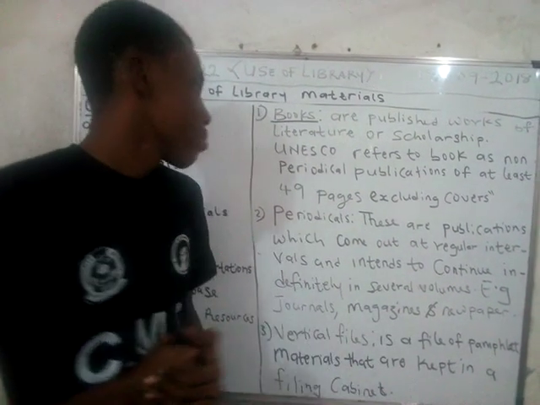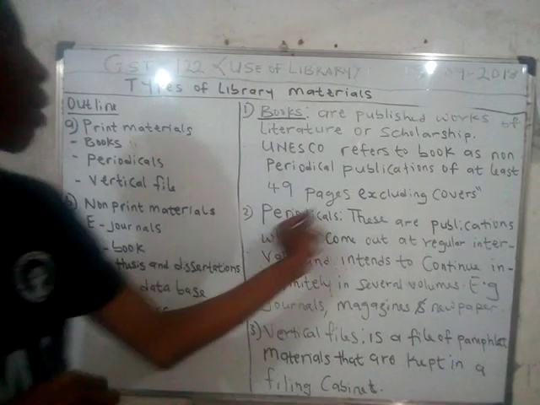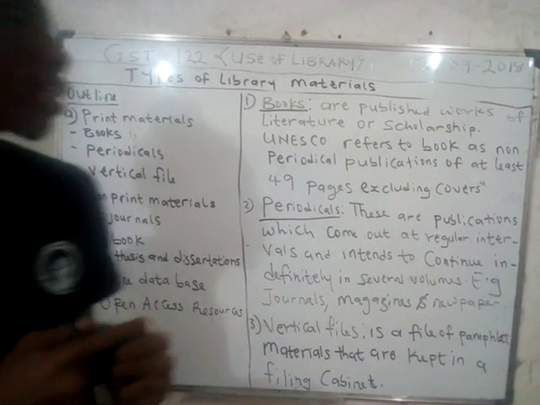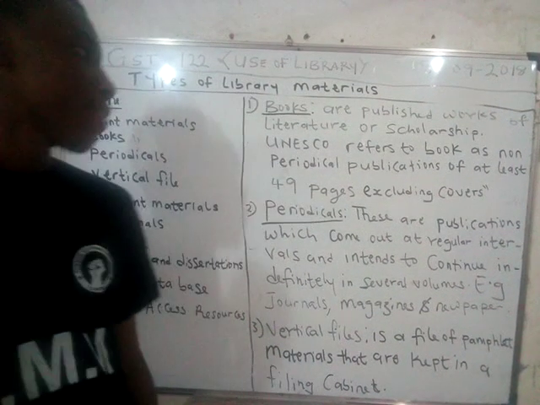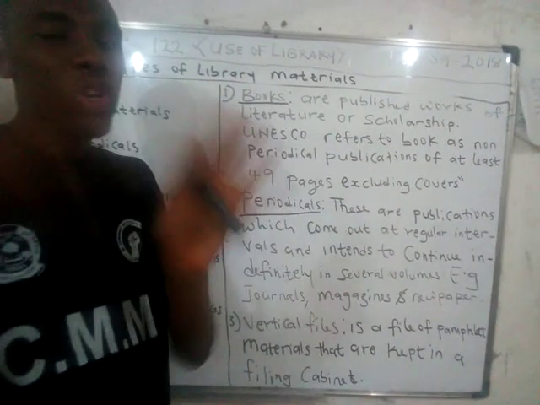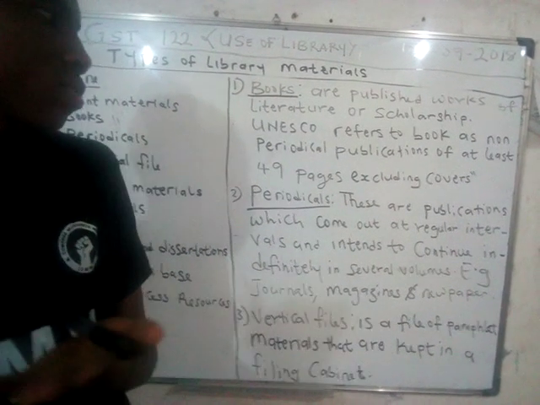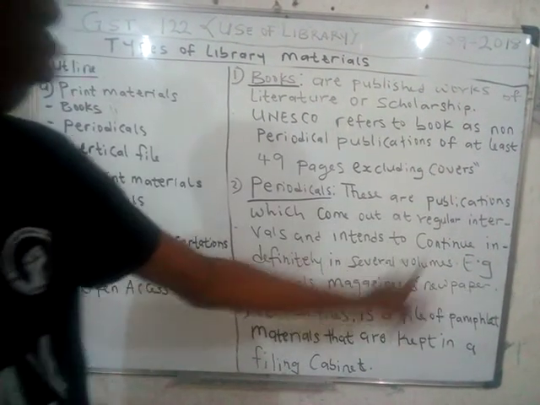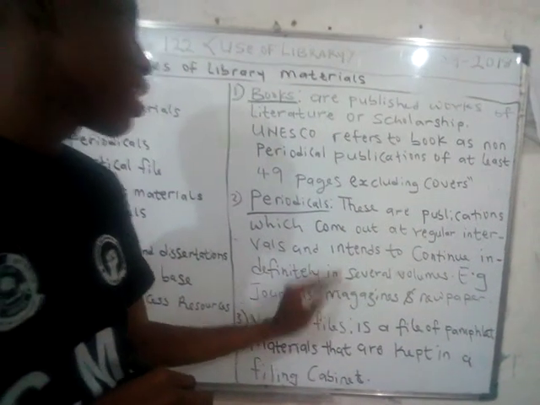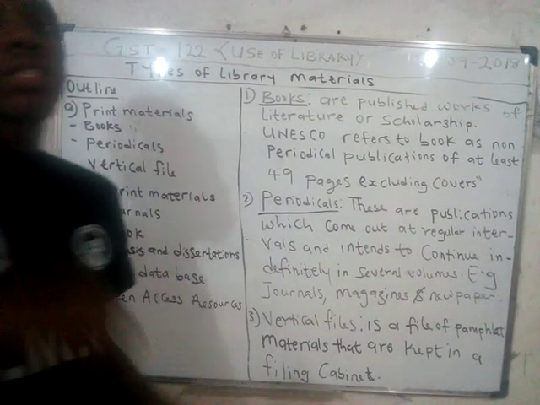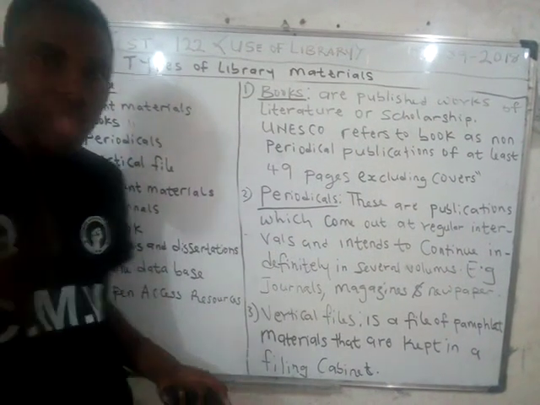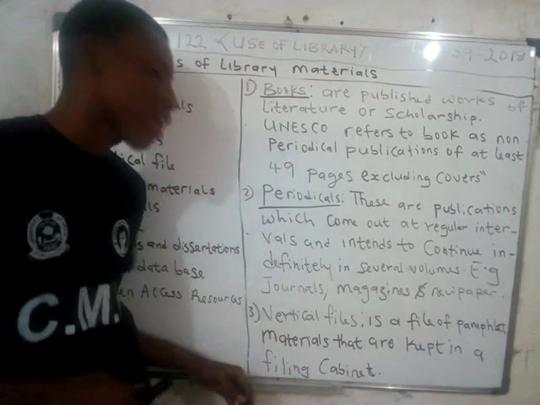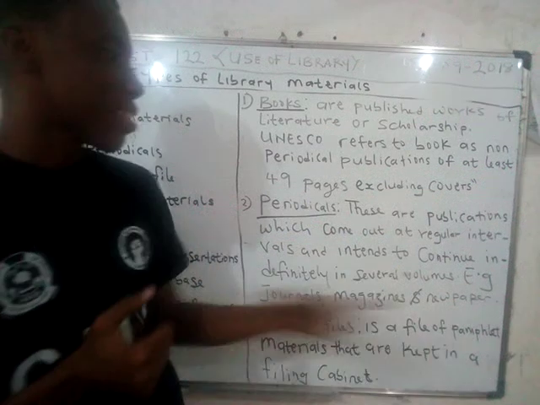Now, the second type of print material is known as periodicals. What is a periodical? These are publications which come out at regular intervals. They don't just come out anyhow. They come out at regular intervals. It could be daily, weekly, monthly, or yearly, and they intend to continue indefinitely in several volumes. Examples of periodicals are journals, magazines, and newspapers.